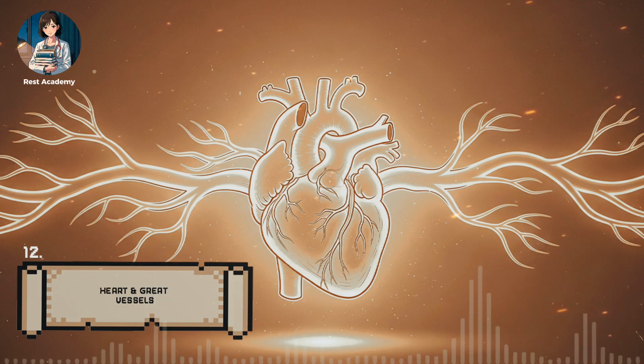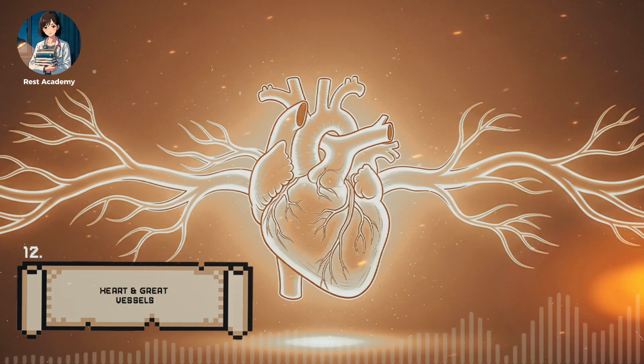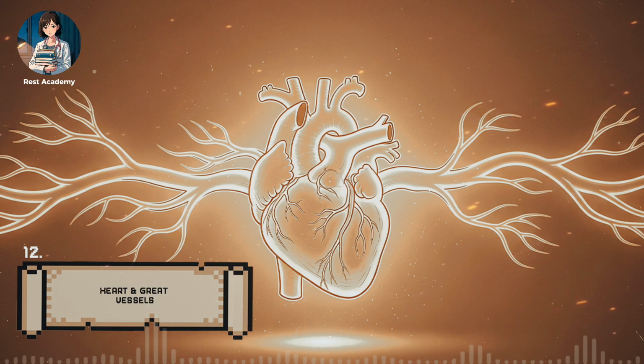Conduction tissue coordinates sequence. The SA node initiates depolarization. Impulses spread through atrial muscle and converge on the atrioventricular (AV) node in the interatrial septum. The AV node delays conduction, allowing atrial emptying before ventricular contraction. The impulse descends the atrioventricular bundle of His, dividing into right and left bundle branches along the interventricular septum, then into Purkinje fibers that rapidly depolarize the ventricular walls. This hierarchy ensures atria contract first, ventricles second, from apex upward, efficiently ejecting blood.